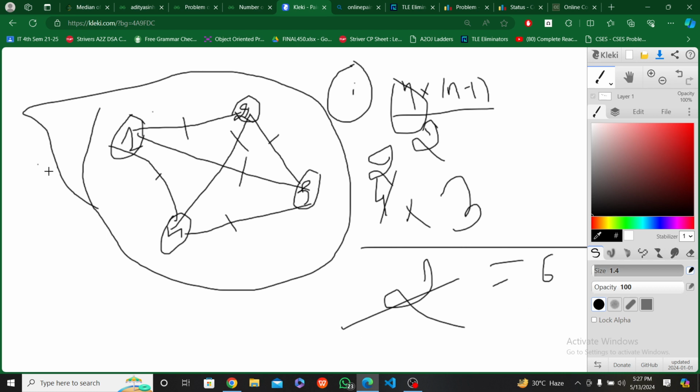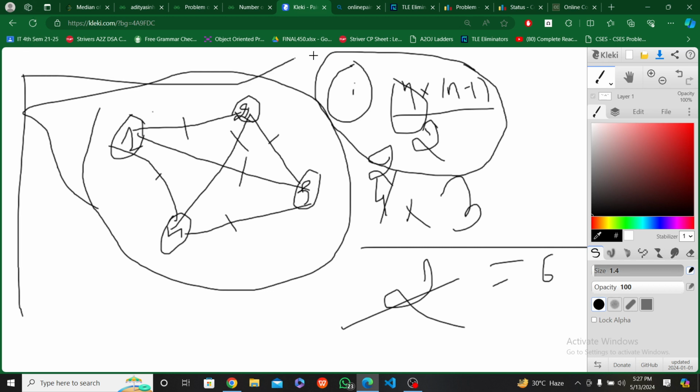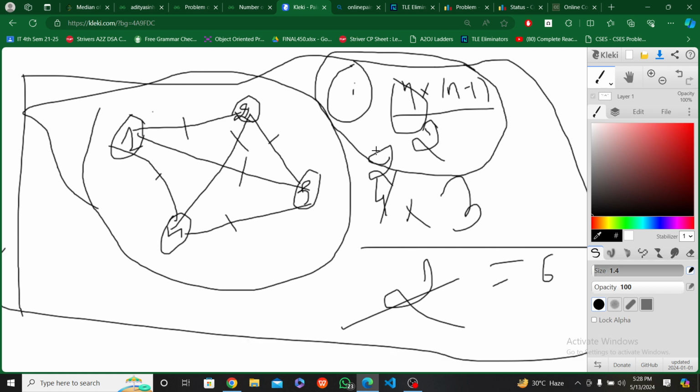We have to remember this formula, because we will use it later. So this is the concept behind the complete graph, and we should know about that. This formula is very important because we will use it further.